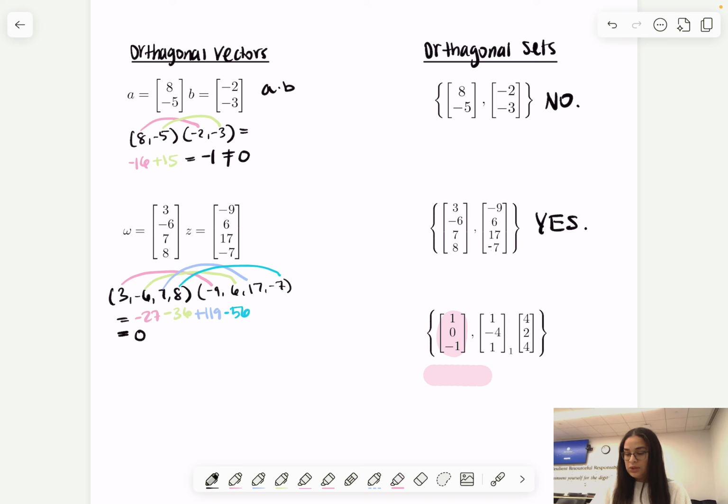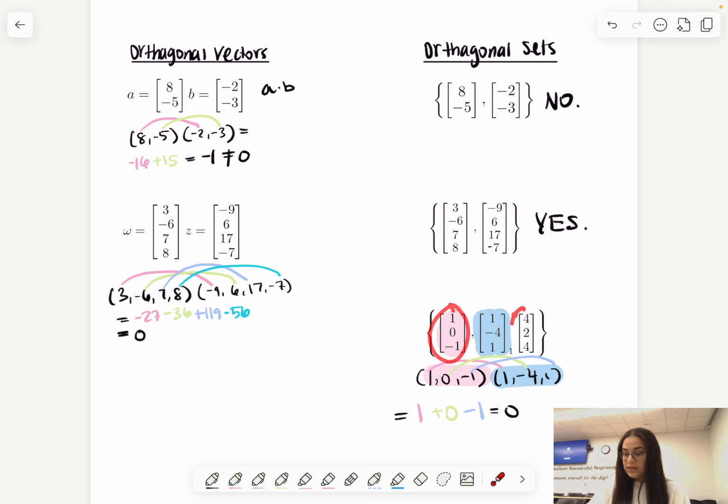So I would start with this first vector, so 1, 0, -1, and I would check if it's orthogonal with this one, 1, -4, and 1. So I would multiply the first number with the first number, so that's 1. I'd multiply the second with the second, so that's 0. The third with the third, so that's -1. 1 minus 1 is equal to 0, so that's beautiful. So these two vectors are orthogonal. Okay, keep going, because they all have to be orthogonal with each other.